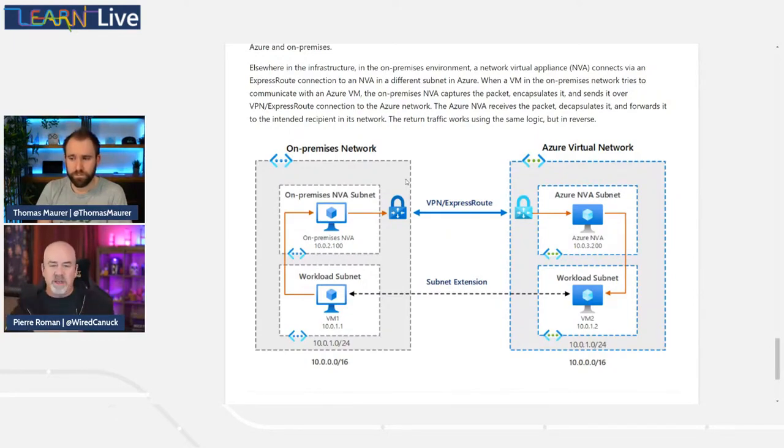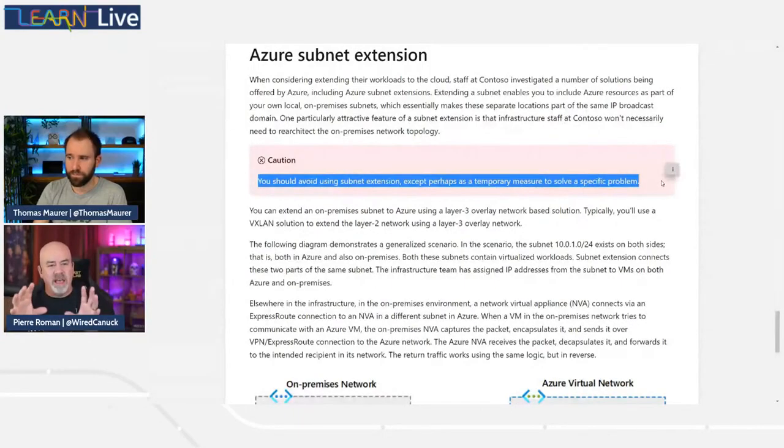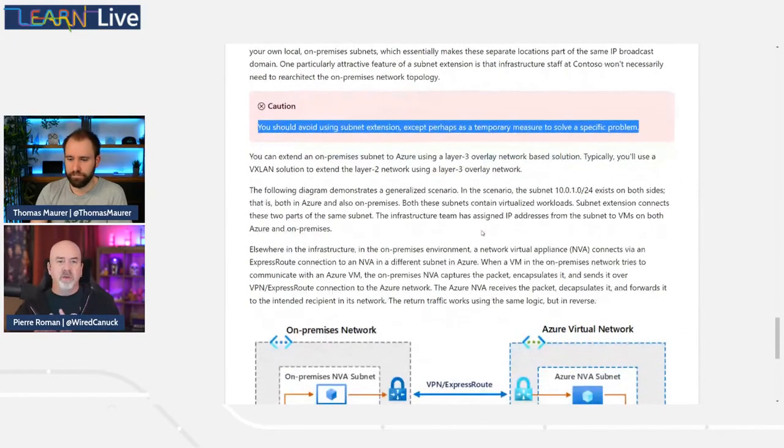But it is, as you mentioned, a stopgap measure. You should not be looking at Azure subnet extension as a long-term solution. It's basically to give you the time that you need to do the rest of the migration of these workloads. That way you can reassign those IP addresses once they've been moved off of that on-prem subnet.